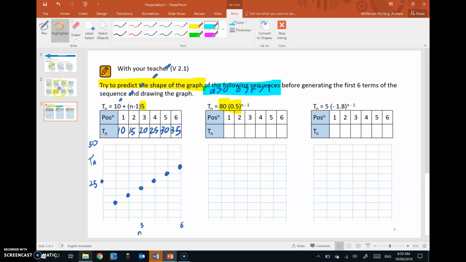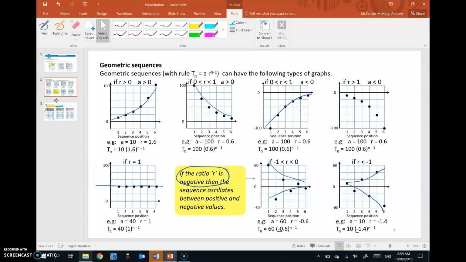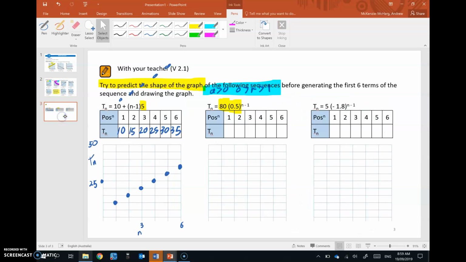Right, so A greater than 0. Okay, so we've got these two here. So it's either one of these where A is greater than 0. This one has R greater than 0 as well, but we want the one where R is between 0 and 1. So this is the general shape of our graph. That's the one that we're going to get, that sort of decaying geometric sequence. So it's going to come down like that. That's going to be the general shape.